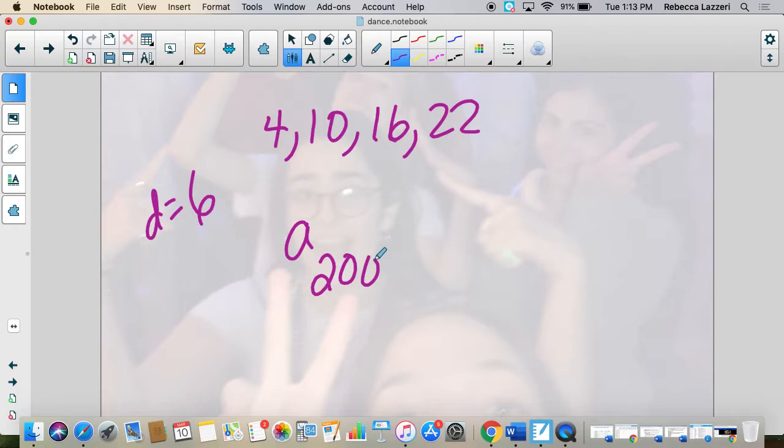Is this a Fibonacci sequence? No, this is not a Fibonacci sequence. Fibonacci's always 1, 1, 2, 3, 5, 8, 13. This is an arithmetic sequence.